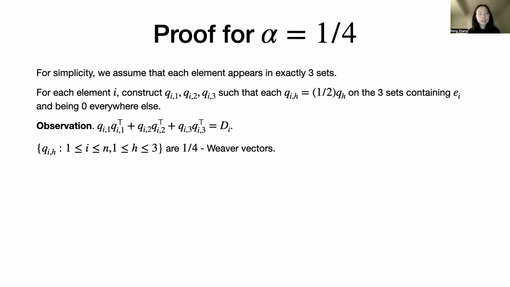Okay, we can check that the sum of q_i1 q_i1 transpose, q_i2 q_i2 transpose, and q_i3 q_i3 transpose equals the diagonal matrix D_i. In addition, we can check that these vectors q_ih, for i going from 1 to n and h going from 1 to 3, are 1/4 Weaver vectors.